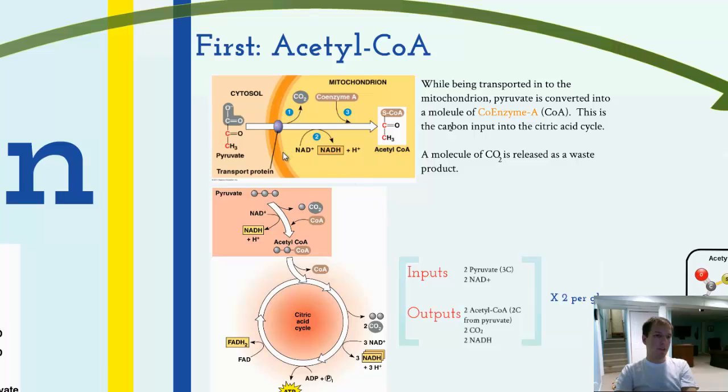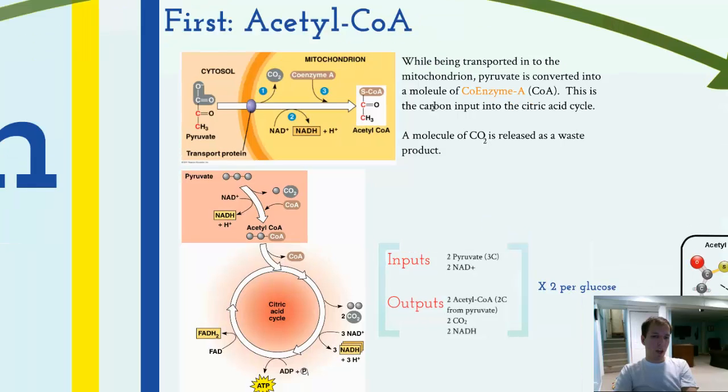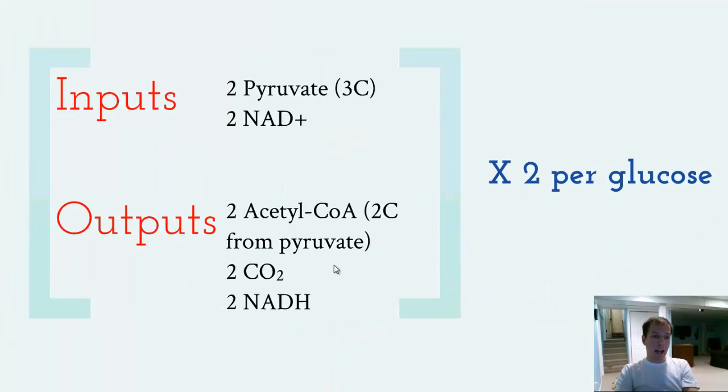released out from that process, and the acetyl-CoA is going to enter then into the next step, which is that citric acid cycle. So here's your inputs and outputs, but remember 2 pyruvate were created as a result of glycolysis, and so each of these steps is going to happen 2 times. So you see 2 pyruvate, 2 NAD+, making 2 acetyl-CoA, 2 CO2, 2 NADH. So those inputs and outputs are giving the total for each glucose.